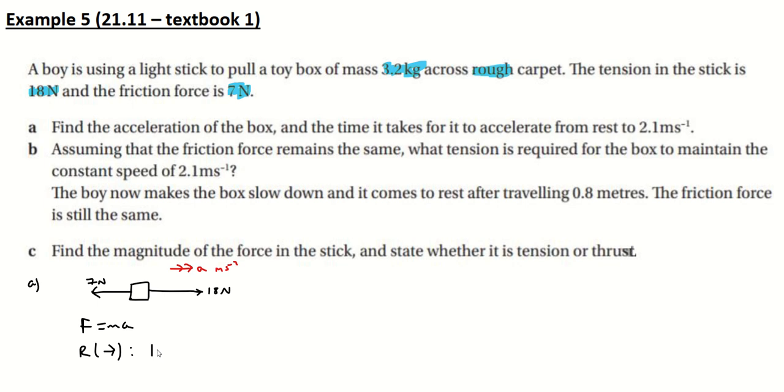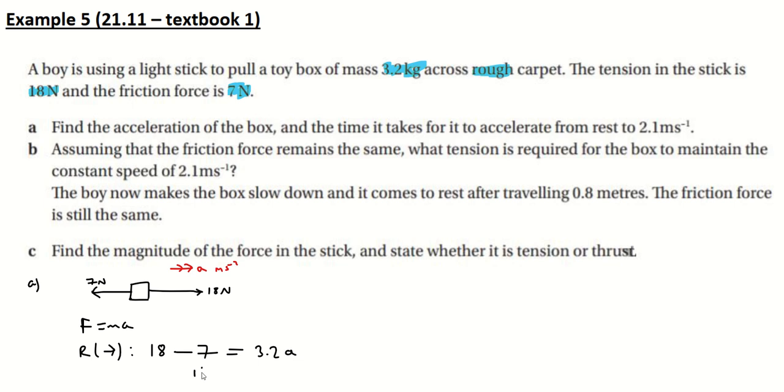So the net force would be given by 18 take away 7. Alright? 18 wants to take it to the right, that's the pulling force in the stick, but 7 is the force of friction opposing it. So the net force is 11, 18 take away 7. And because I'm using F equals ma, I need to substitute in the mass, so the mass is 3.2, not 32. If I accidentally said 32 kilograms, I apologise. 3.2 and then multiplied by a.